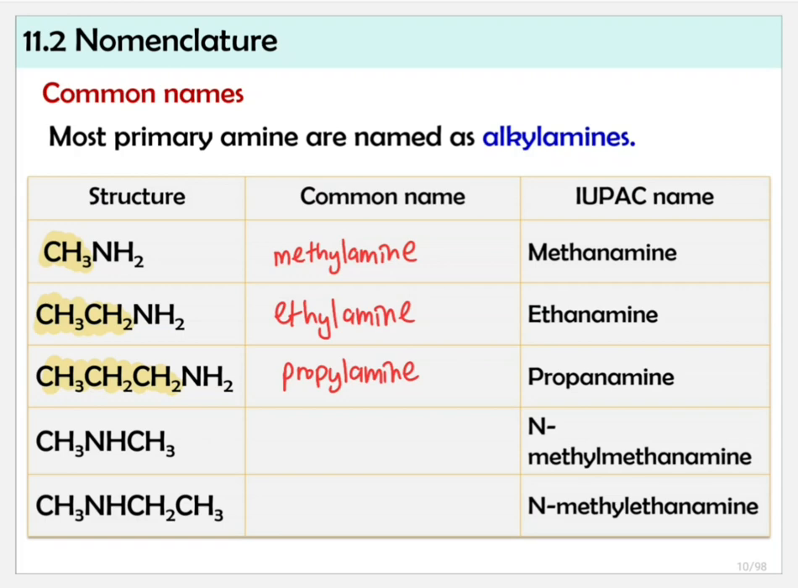Okay, next. Okay, yang ini di line sikit. Kita ada CH3 dan CH3 bonded to the nitrogen. So for this one, okay, 2 CH3 adalah dimethyl. So the common name is dimethylamine.